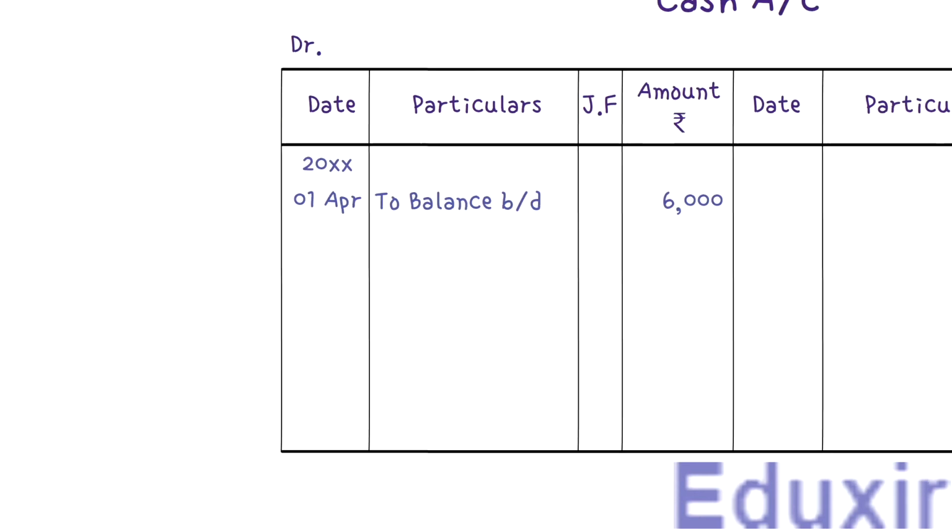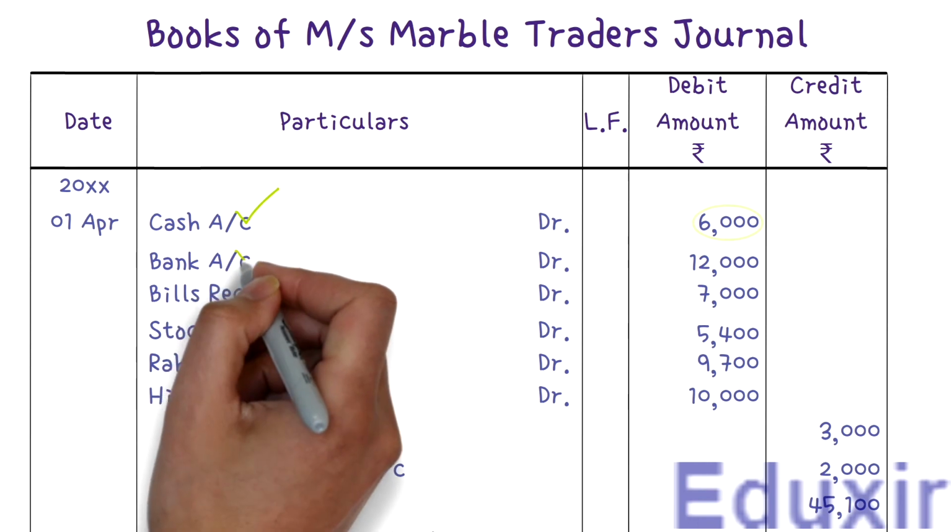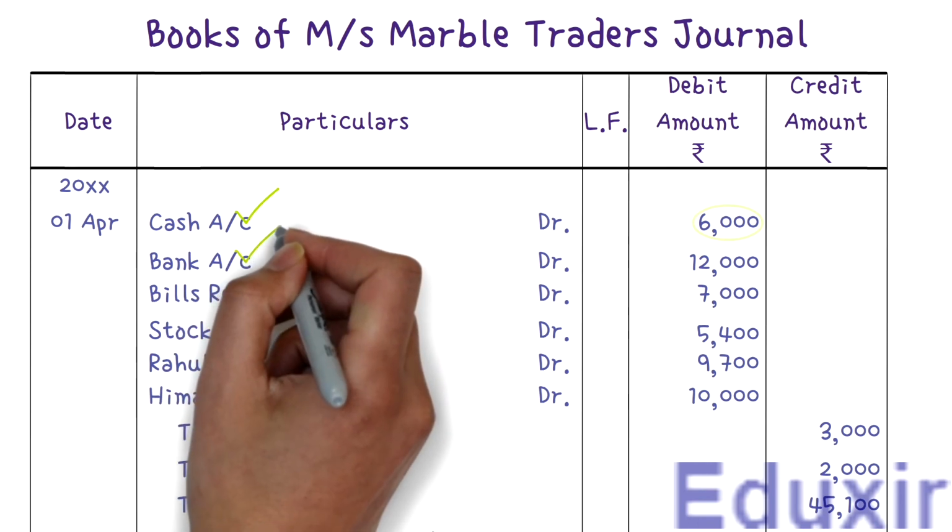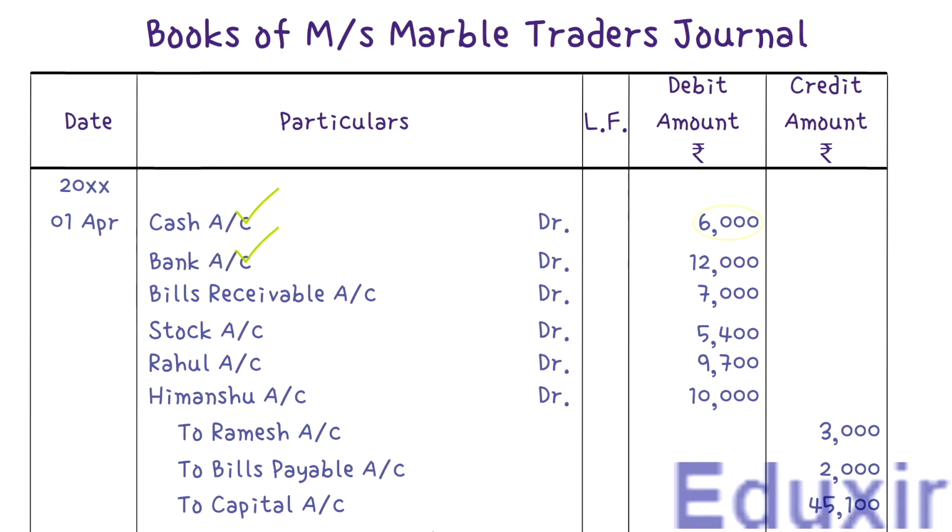Let us now take up the next entry. As the name suggests, it needs to be posted on the debit side of bank account and the debit amount is 12,000 rupees. Note that the details that need to be posted into the particulars column is balance brought down. For posting this entry, we need to create a ledger account for bank as it is not yet created.